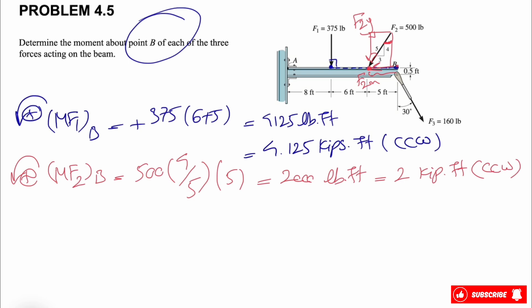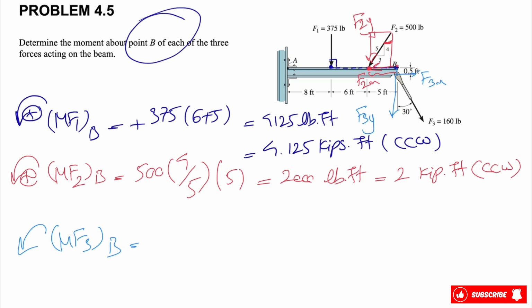And we have one last moment. I'm going to show it in a different color. Let's go with light blue, and that would be the moment of F3 about point B. The two force components that we have here are F3y and F3x. We'll see that F3y is along the distance vector, so we won't have any moment for F3y, but we have a moment for F3x.